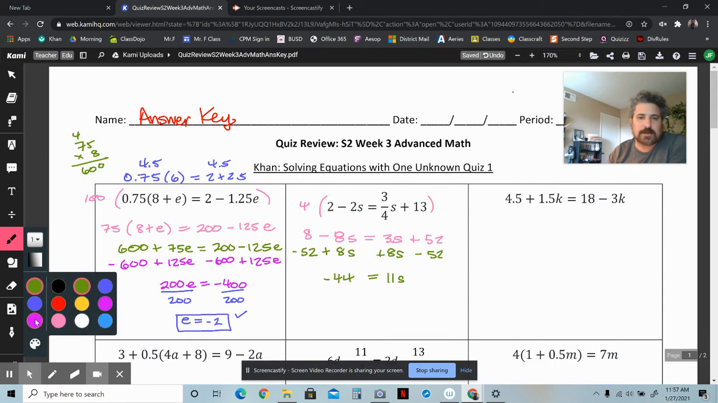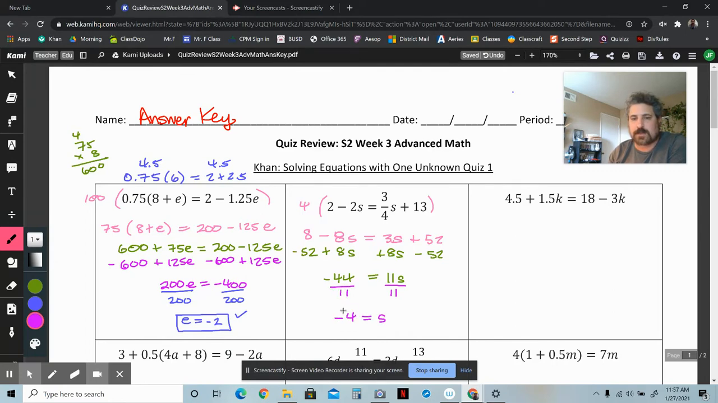And then you want to undo times by 11, because you don't want the value of 11 s's, you want the value of 1s. So it's going to be negative 4 is equal to s. And that's your answer. You could check it by plugging the negative 4 back in, but I'm not going to do that right now.